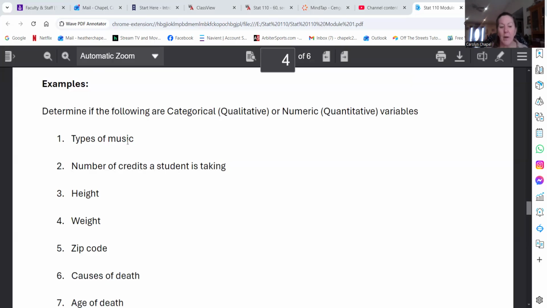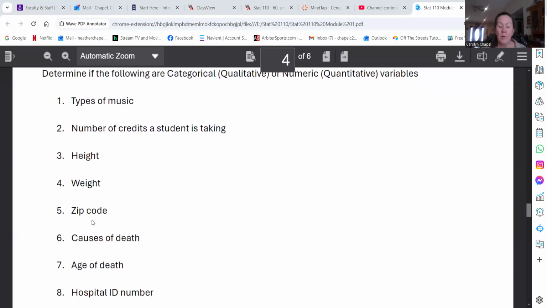Our height and weight both do fall into the same category. They are both numerical, because we could add and subtract values if we wanted to. Our zip code is a number. However, this is one that we have a number that is actually categorical. So it just groups us into an area.